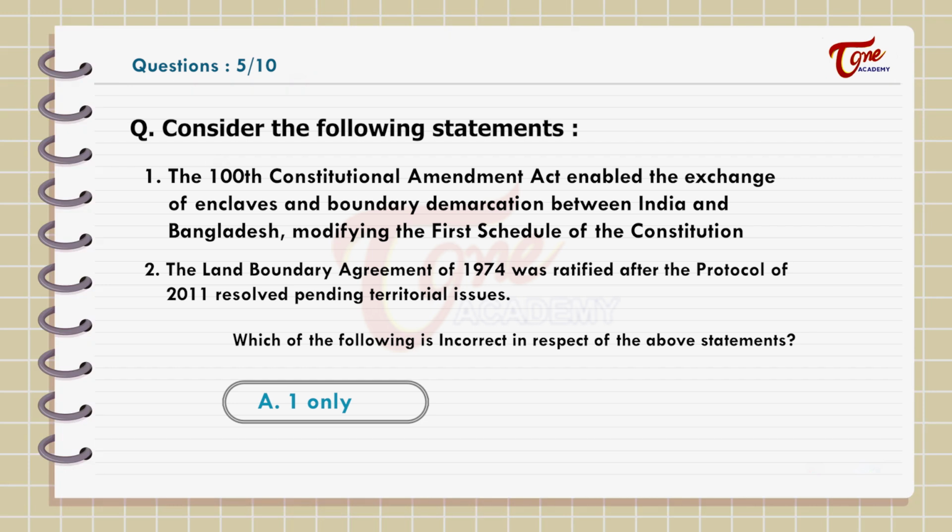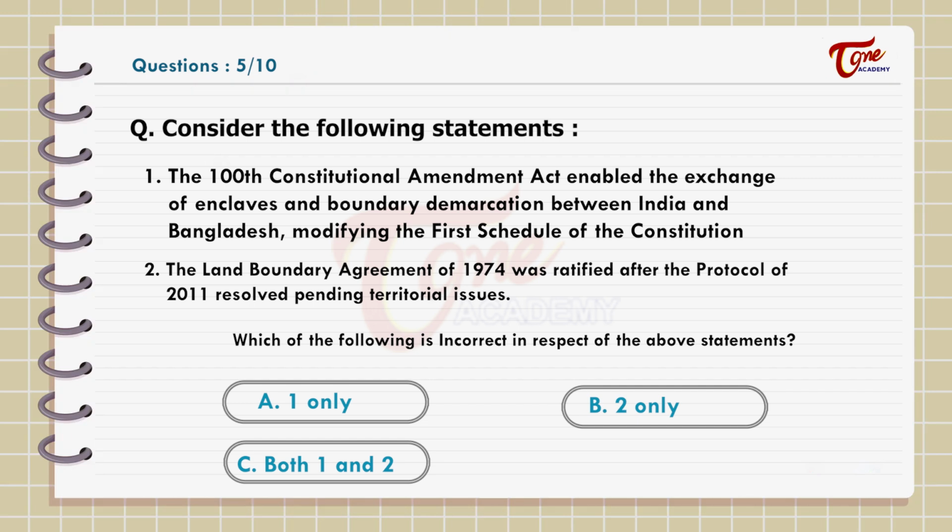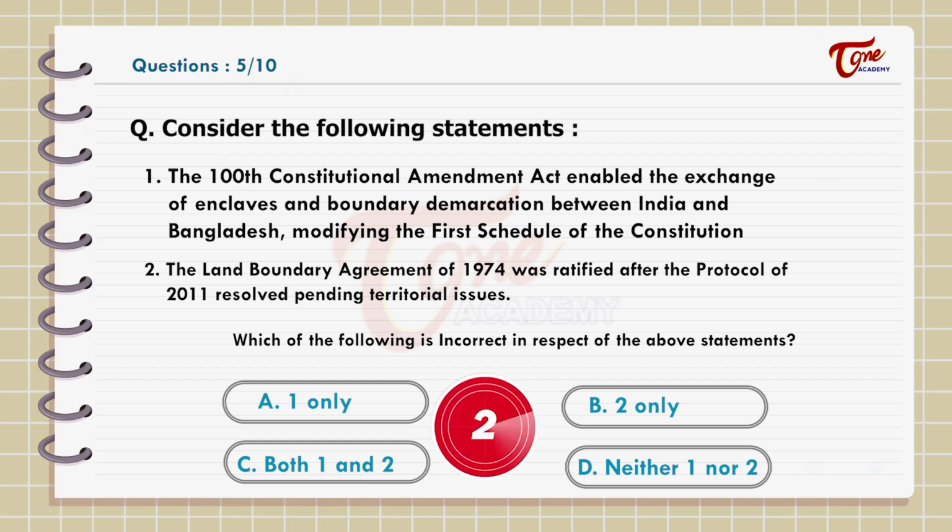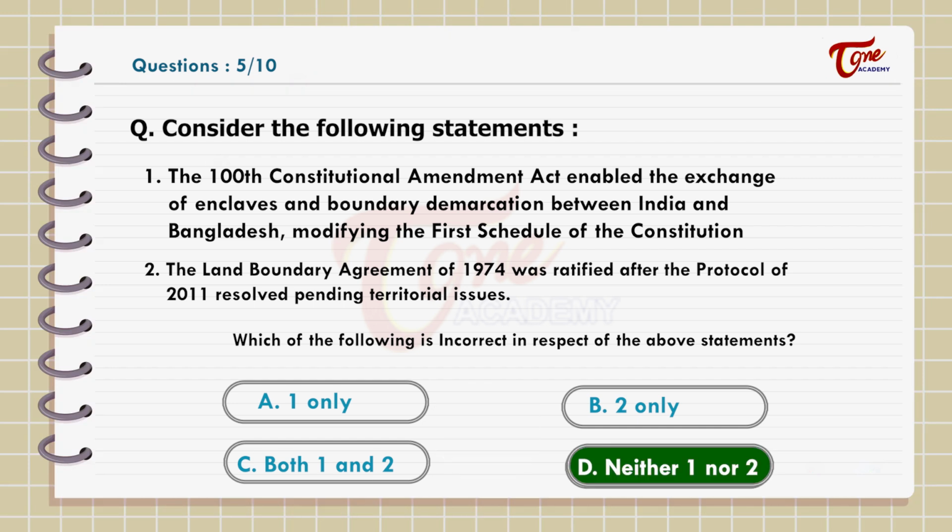Options: A. 1 only, B. 2 only, C. both 1 and 2, D. neither 1 nor 2. Correct answer is option D.